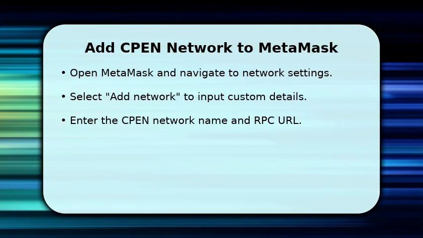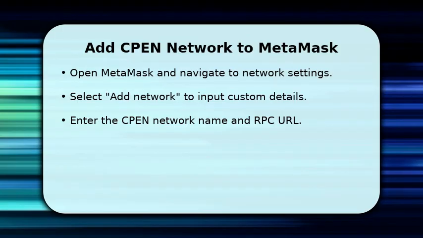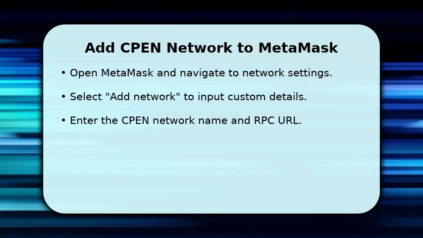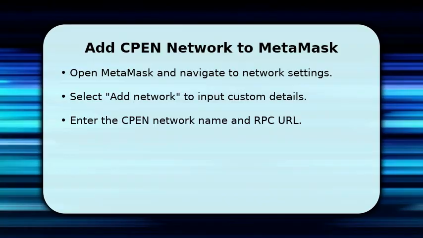Next, you'll need to add the Cpen network details to your MetaMask wallet. Open your MetaMask extension and click on the network drop-down at the top. Scroll down and select Add Network. Choose Custom Network and carefully input the required information: the network name, the new RPC URL, the chain ID, and the currency symbol. Double-check these details for accuracy to ensure a smooth connection.